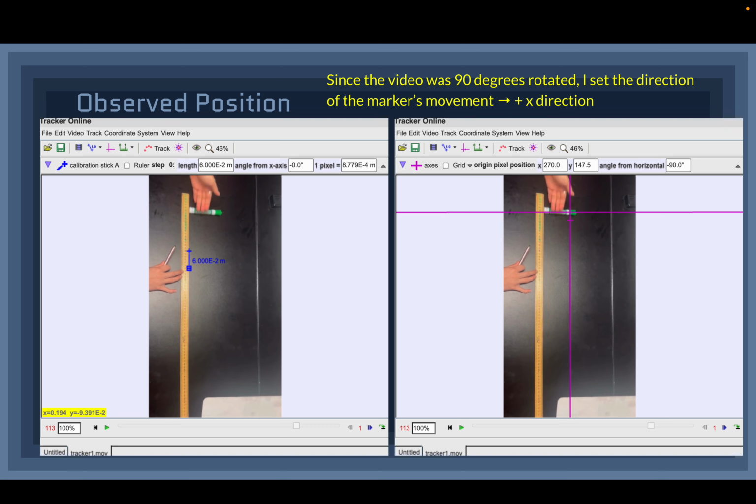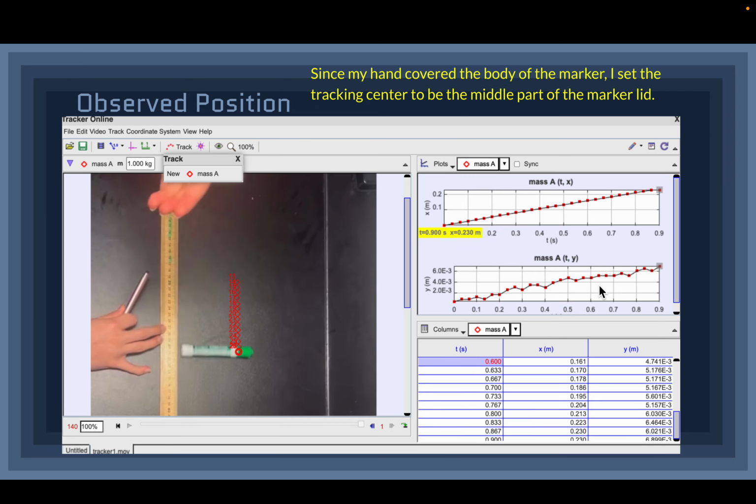Since the video was rotated 90 degrees, I set the direction of the marker's movement to the positive x direction. You can see I made a calibration stick and I set the axis. And since my hand covered the body of the marker, I set the tracking center to be the middle part of the marker lead.